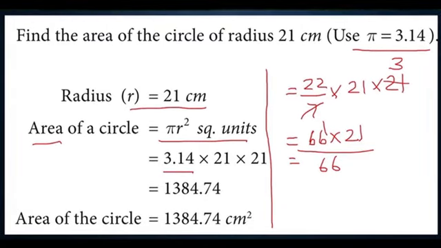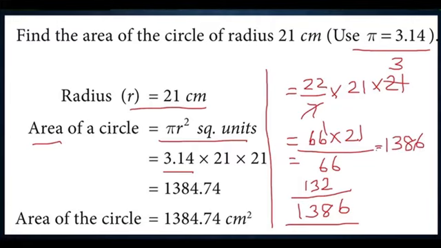Now, we have to multiply it with 2. So, 6 2s are 12. So, 2 remaining 1, again 6 2s are 12. So, 13. So, 6, 8, 3, 1. These two values are approximately equal. Okay. So, 1386 centimeter square. If we use pi is equal to 22 by 7, you get this. Okay.